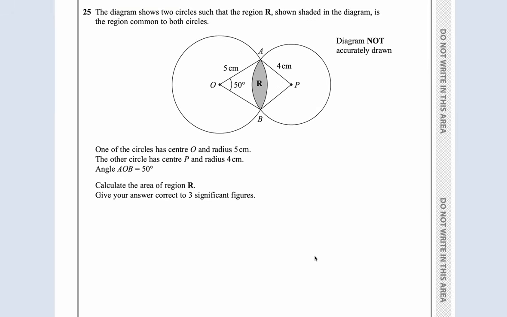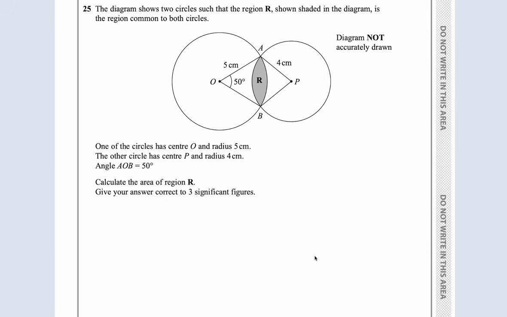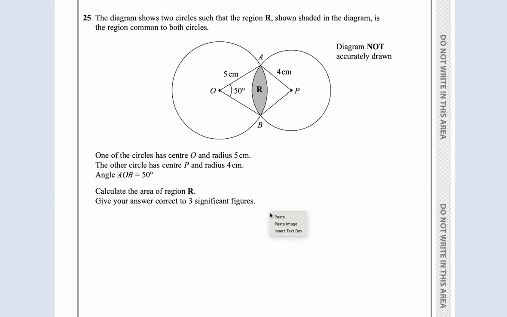Okay, question 25. These are obviously getting difficult, right? So we have two circles, like so. One of the circles has center... Okay, that's drawn 50 degrees. Fine. Calculate the area of this region to 3 significant figures. And this question is 2 pages and 6 marks. No doubt it is long and not easy.